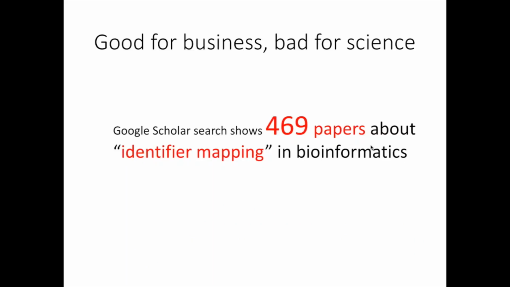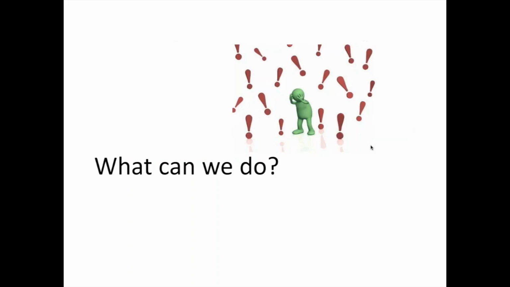If you do a Google Scholar search for bioinformatics and identifier mapping, you get 469 papers, which is obviously good for bioinformatics, I guess, but it's bad for science overall. So, given that backdrop of where we are in terms of building knowledge bases for biomedical applications and supporting research, what can we do to make it better?